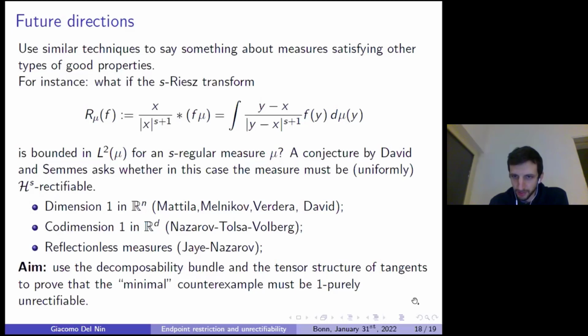And again, starting from any dimension s, it is simple to show that the counterexample should be s-purely unrectifiable, but the point here would be to reduce the s to 1. So to prove that actually this possible counterexample cannot be seen even by one Lipschitz curve.